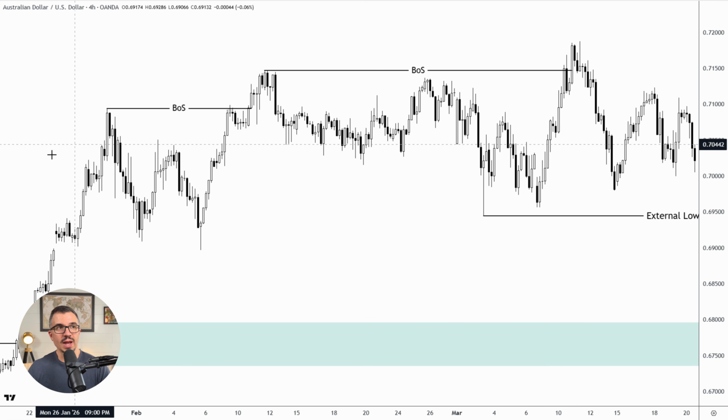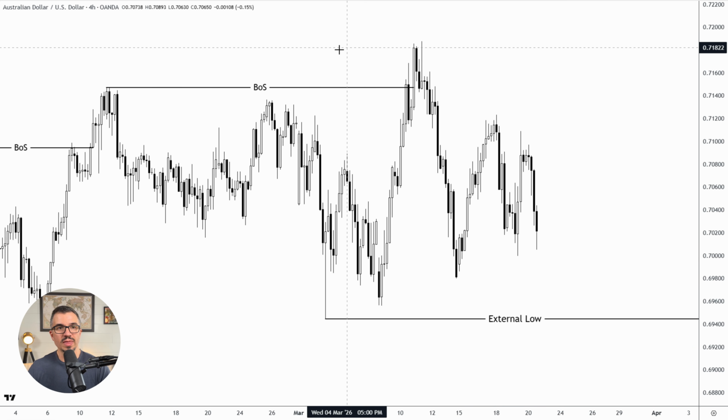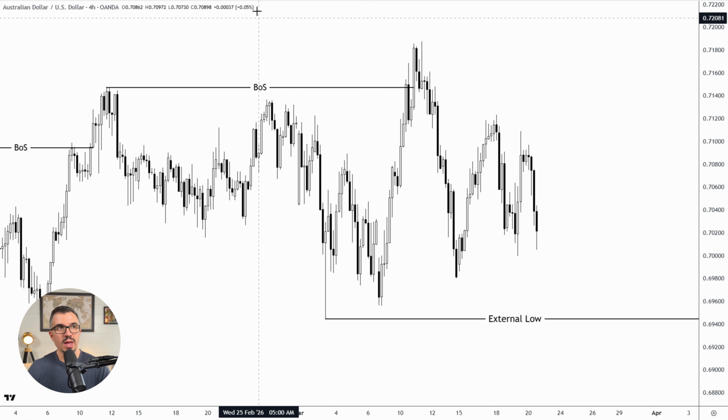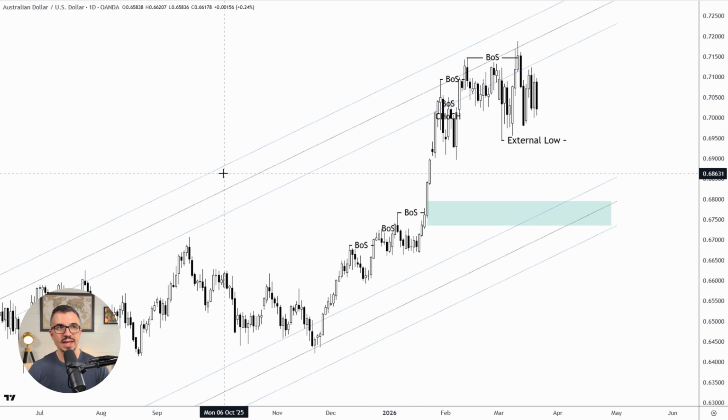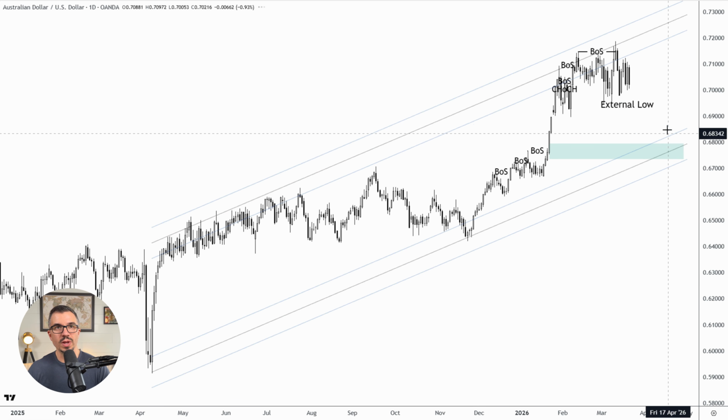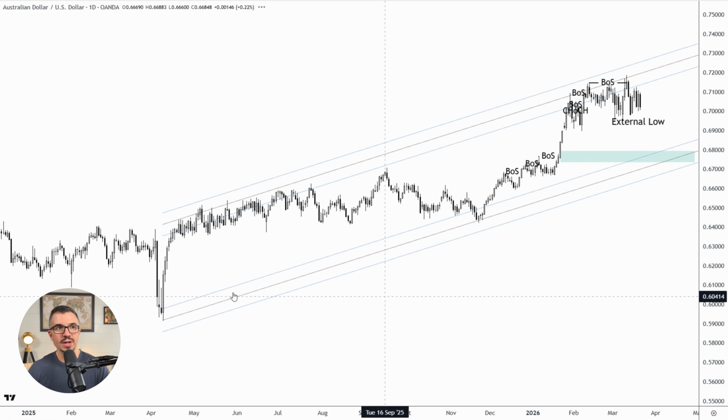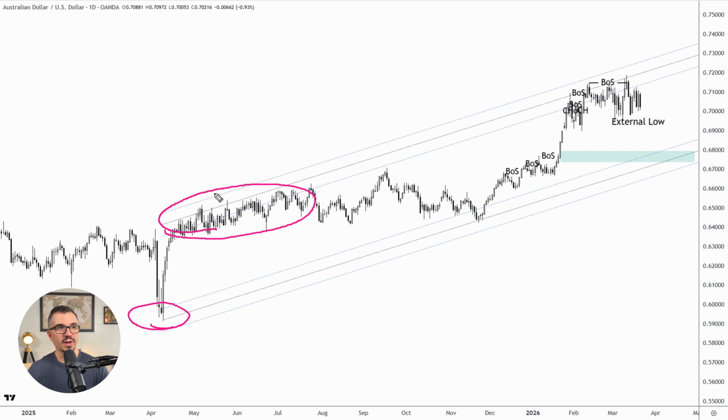If you look at the 4-hour time frame, we've got BOSs back here. That makes this down here the external low. Now, what I also like about this is that if you go out here to the daily, what you'll notice is that we have a channel here off of this low down here, all of these highs back here, which is where the Australian dollar got really, really messy through here. I mean, it was just terrible price action for months. But then you can see we have this low back here, and then we have these recent highs. So we don't have confirmation of this just yet.